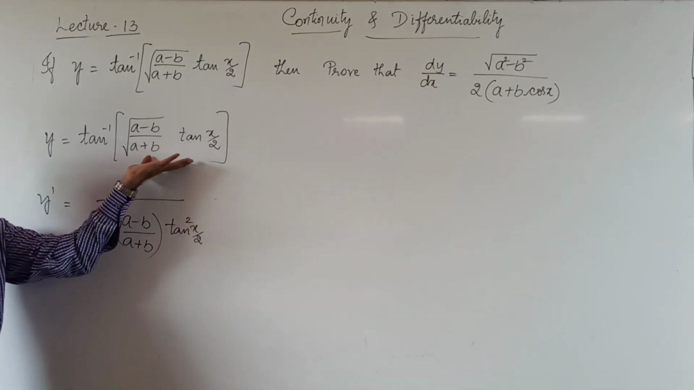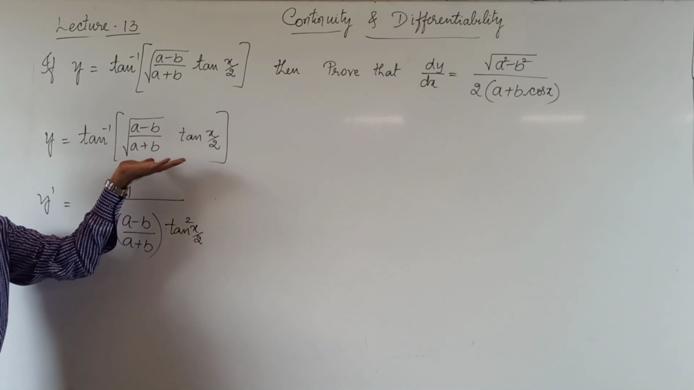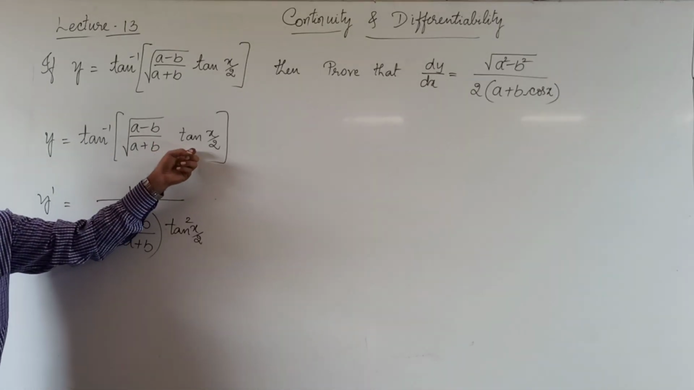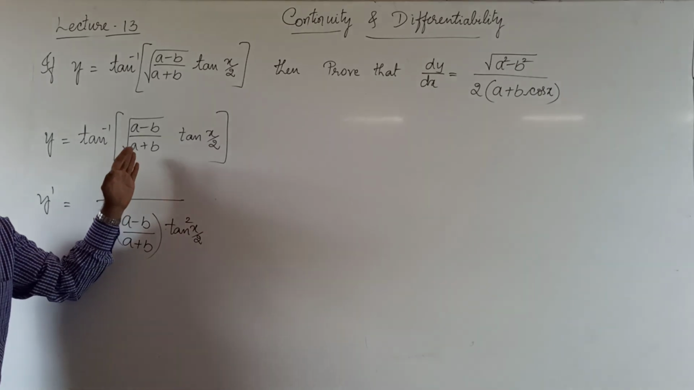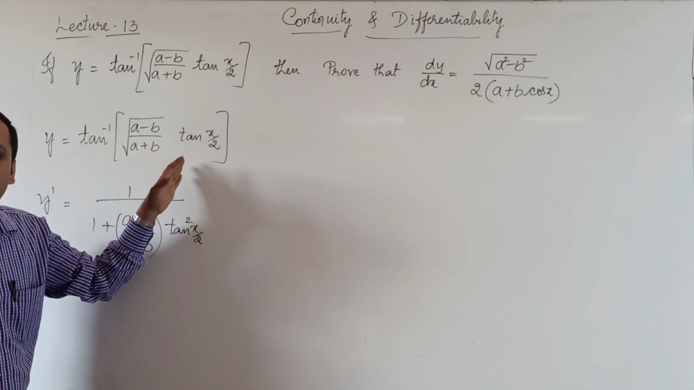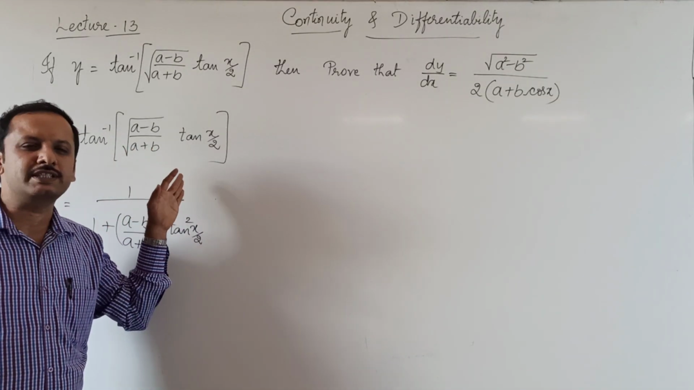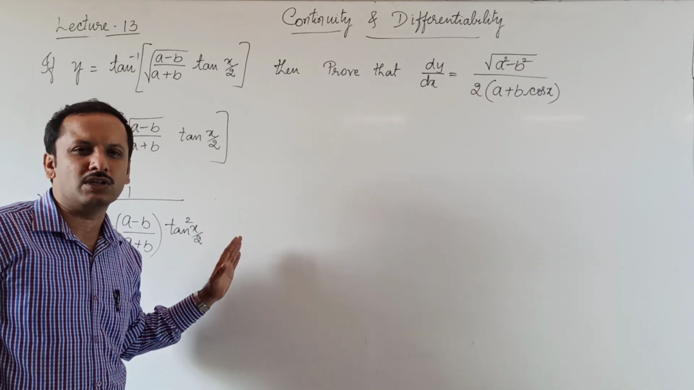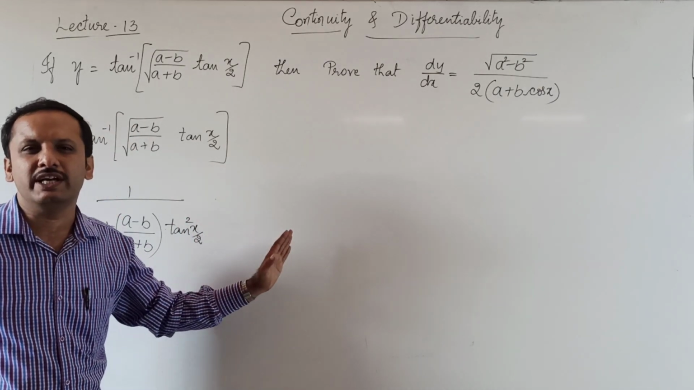Now I want the derivative of this. Derivative of root a minus b by a plus b into tan x by 2. So it is a product of a constant and a function. While we differentiate a product of a constant and a function, we retain the constant as it is and we will differentiate that function.